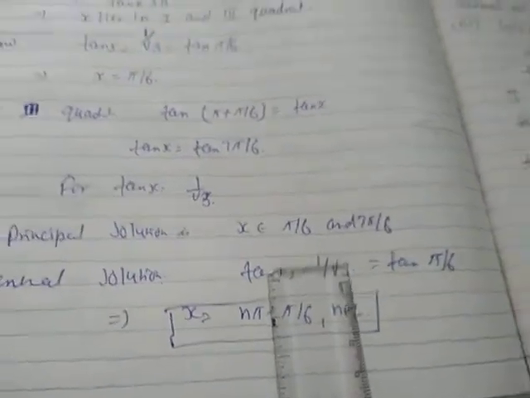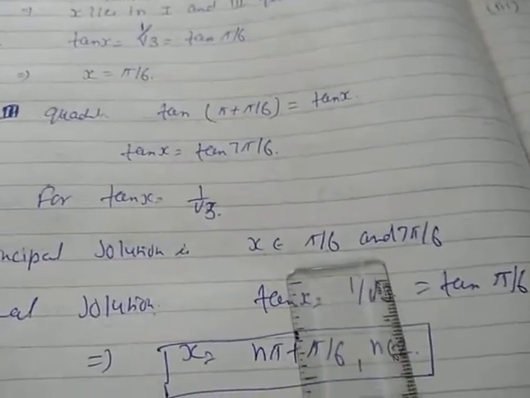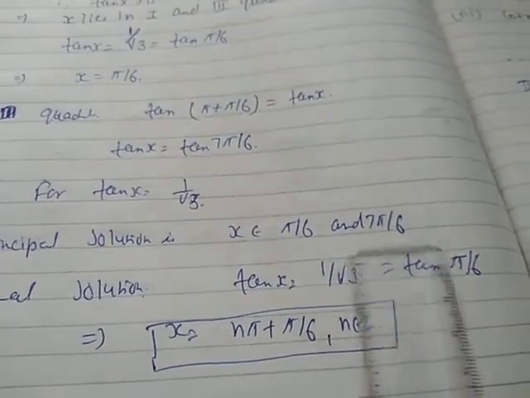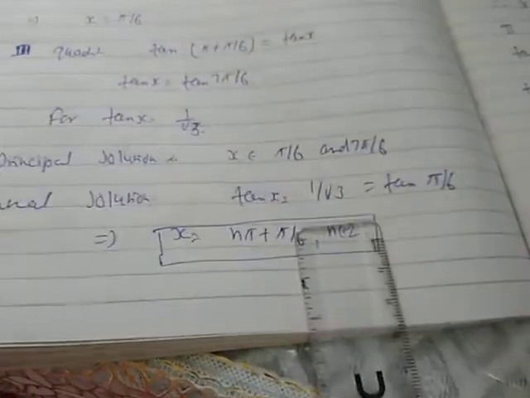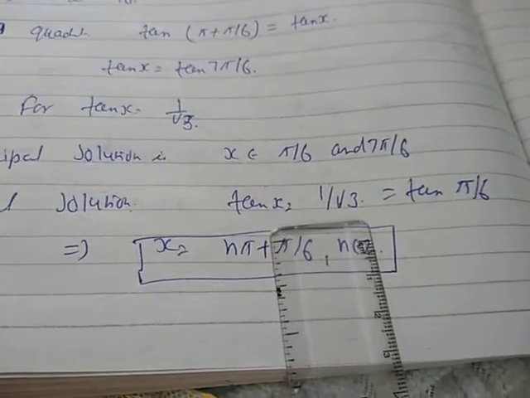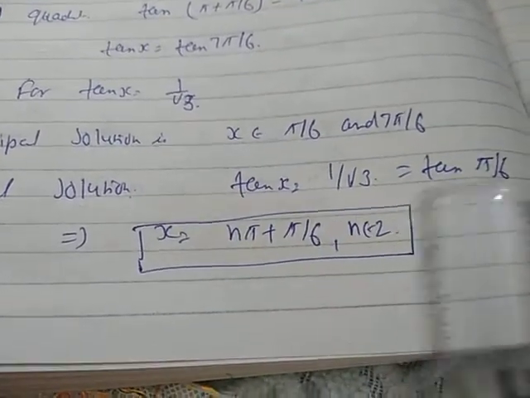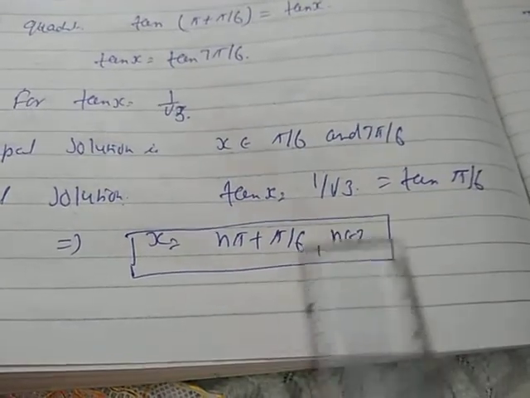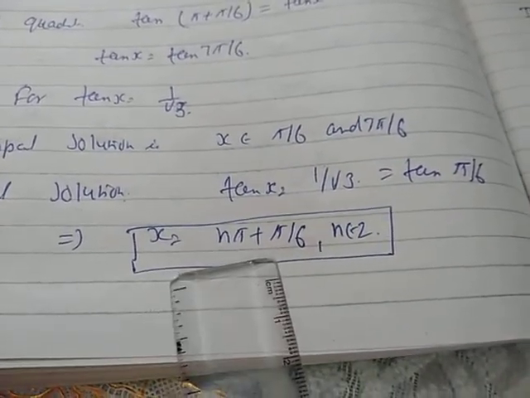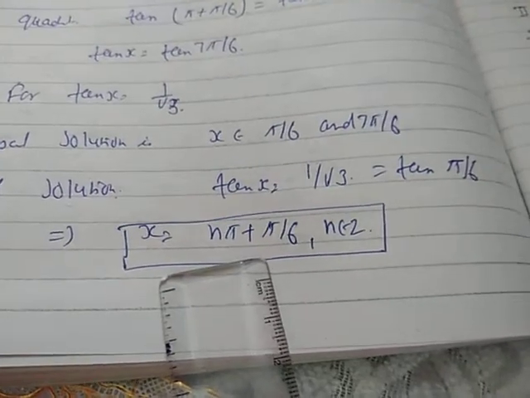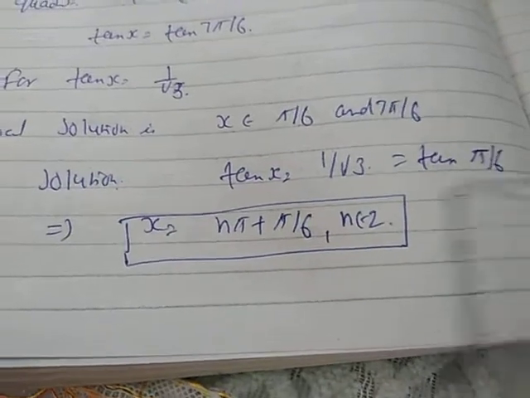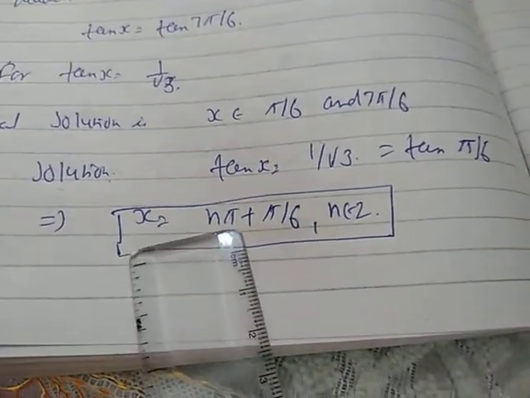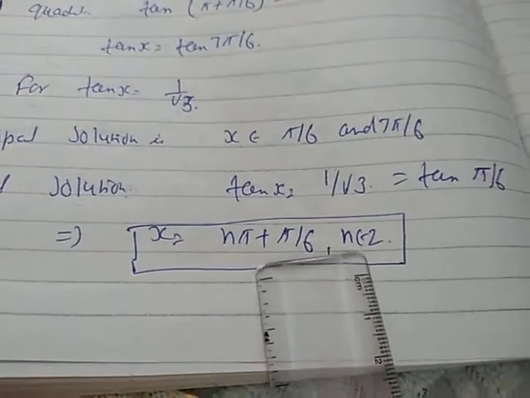Therefore, there are two principal solutions, pi by 6 and 7 pi by 6, and they definitely lie between 0 and 2 pi. The general solution: tan x is equal to 1 by root 3, that implies tan pi by 6. Since if tan x is equal to tan y, then x is equal to n pi plus y. In place of y, here pi by 6 is there. Therefore, x is equal to n pi plus pi by 6, where n belongs to integer.